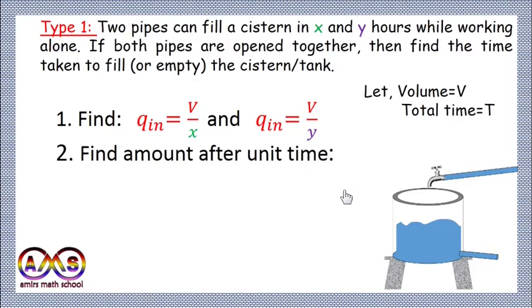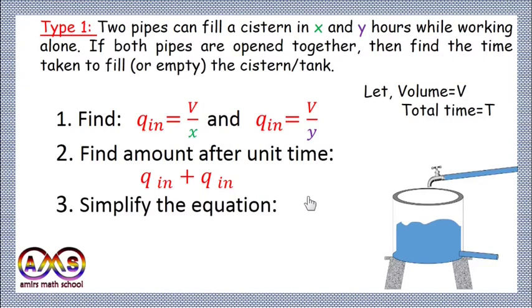Now step number 2, find the amount after unit time. Here both the pipes are for filling the cistern or tank. So both the rates of flow will be added to find the amount after unit time. That is, Q in for the first pipe plus Q in for the second pipe. And simplify the final equation. That is, T into (Q in plus Q in) is equal to V.